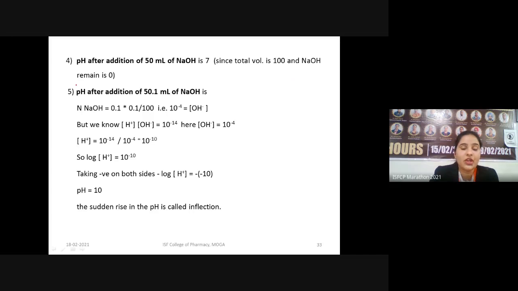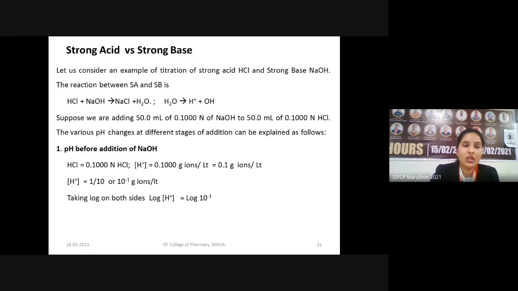Now what will happen after the addition of more sodium hydroxide? As we have seen from the equation, 1 mole of HCl is going to react with 1 mole of sodium hydroxide. For 50 ml of HCl, 50 ml of sodium hydroxide of the same concentration has been used. Now what will happen?